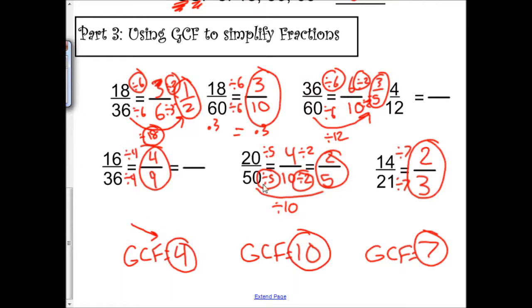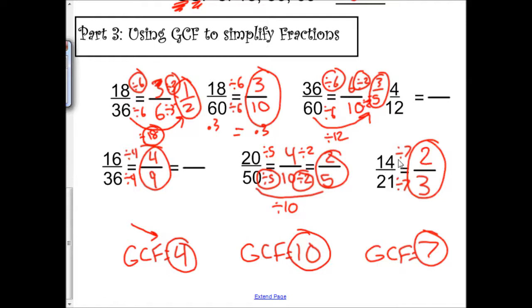Here I tried dividing by 5 first, the top and bottom, and I got 4/10. But I noticed that 4 and 10 have a common factor of 2, so I have to keep going. So we're going to divide the top and bottom by 2, and then I get 2/5. So you should circle 2/5. That is simplest form. 2 and 5 have no more common factors. Now since I divided by 5 and then divided by 2, I also could have just divided by 10. I could have gone straight from 50 divided by 10 is 5, 20 divided by 10 is 2. So my GCF would be 10 of 20 and 50.